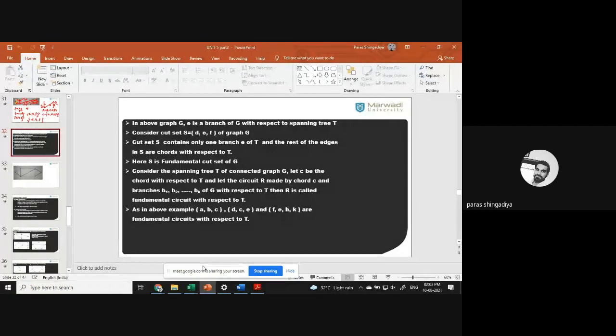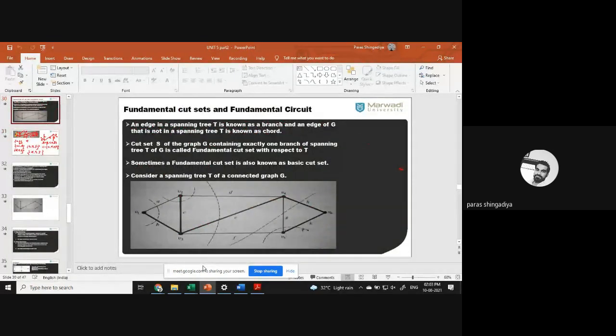In the last lecture, we had discussed fundamental cut set and fundamental circuit. Before that, we had discussed cut set and its application. In that, we consider one connected graph, and then create one of its spanning trees. The edges included in the spanning tree are known as branches, and edges which are not included in the spanning tree but are part of the graph are known as chords.